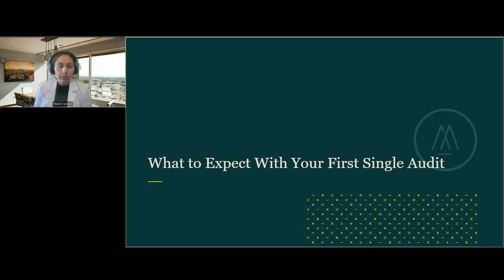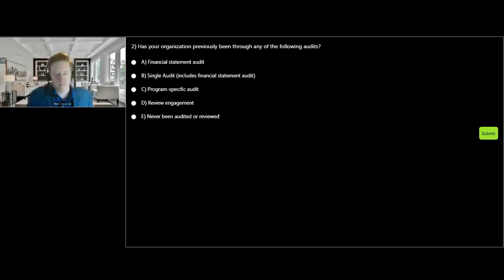All right, we're going to start with a poll question. Danielle, if you want to take us through that. Absolutely. So here's poll question number two. Has your organization previously been through any of the following audits? A, financial statement audit. B, single audit includes financial statement audit. C, program specific audit. D, review engagement. E, never been audited or reviewed.